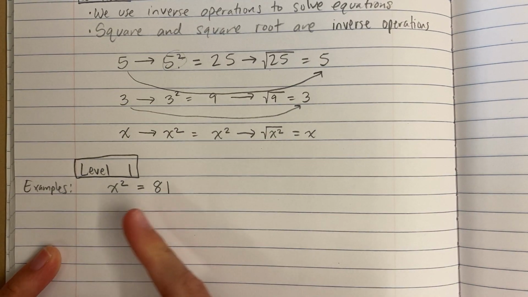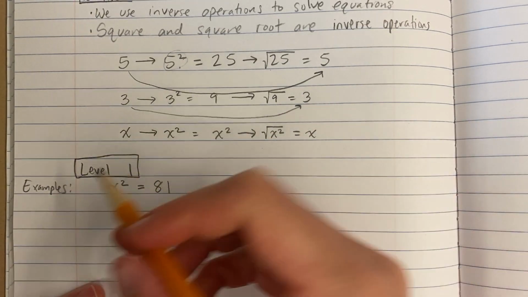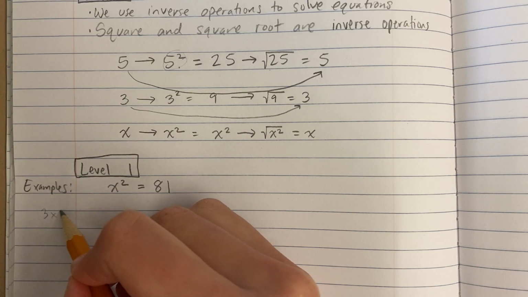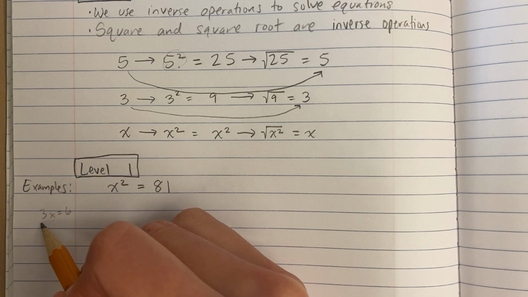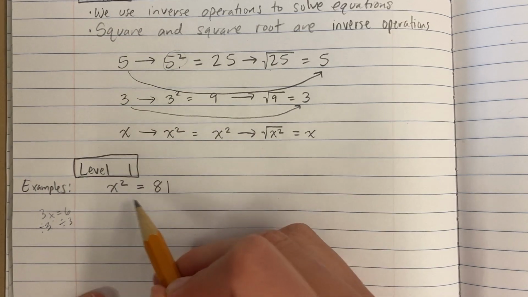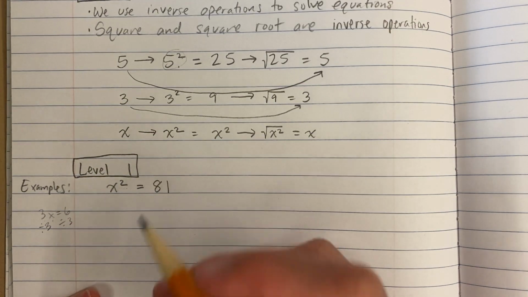Now remember, we solve equations using inverse operations. If I had, for example, 3x equals 6, I would say, x is being multiplied, so I'm going to do the opposite. I'm going to divide. Here, I say, what's happening to x? x is being squared. I'm going to do the opposite. I'm going to square root it.